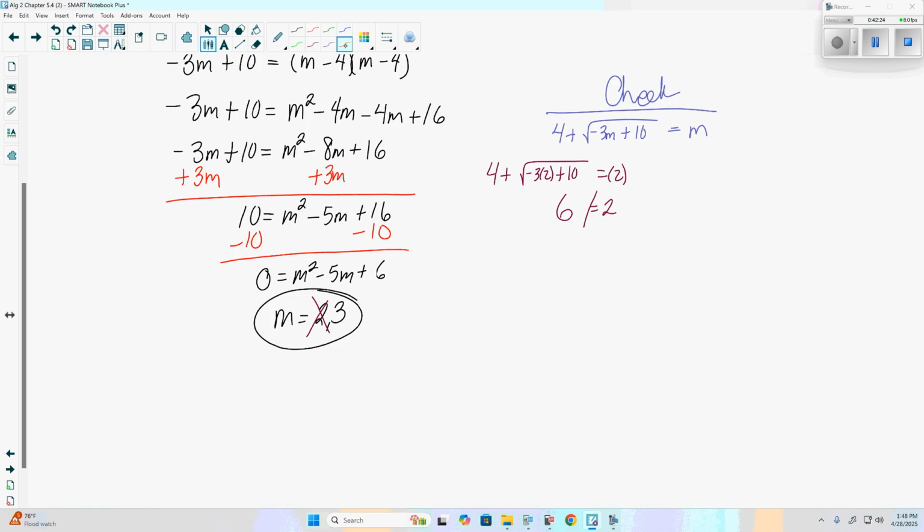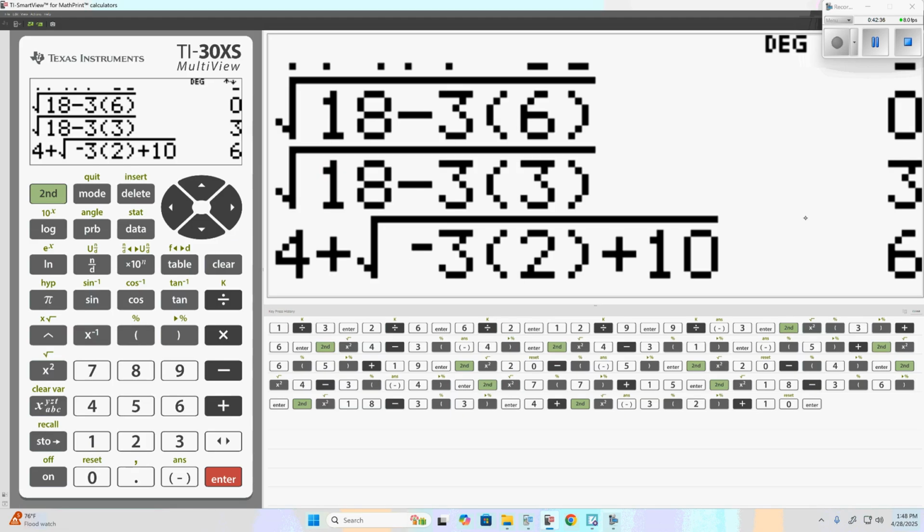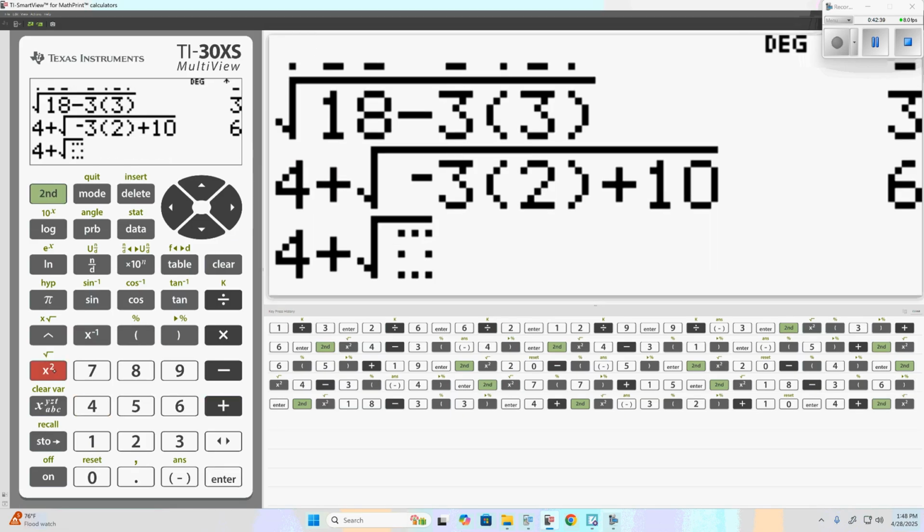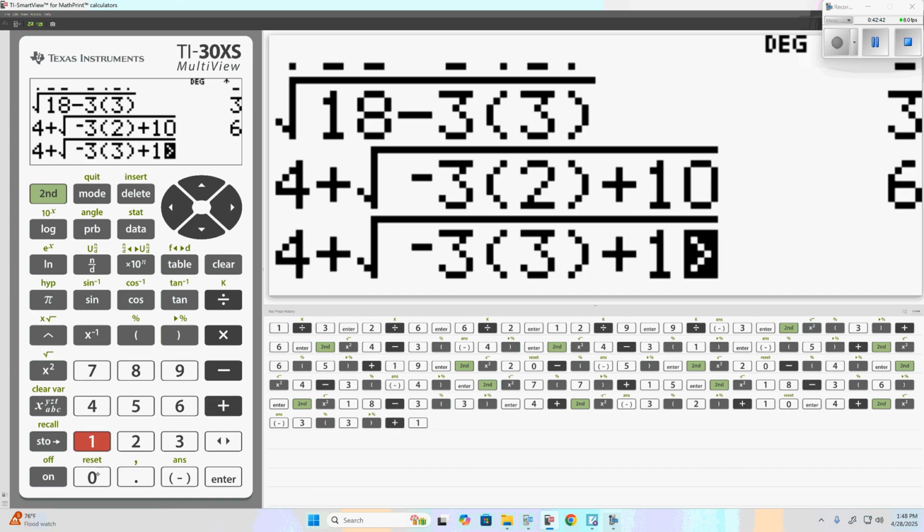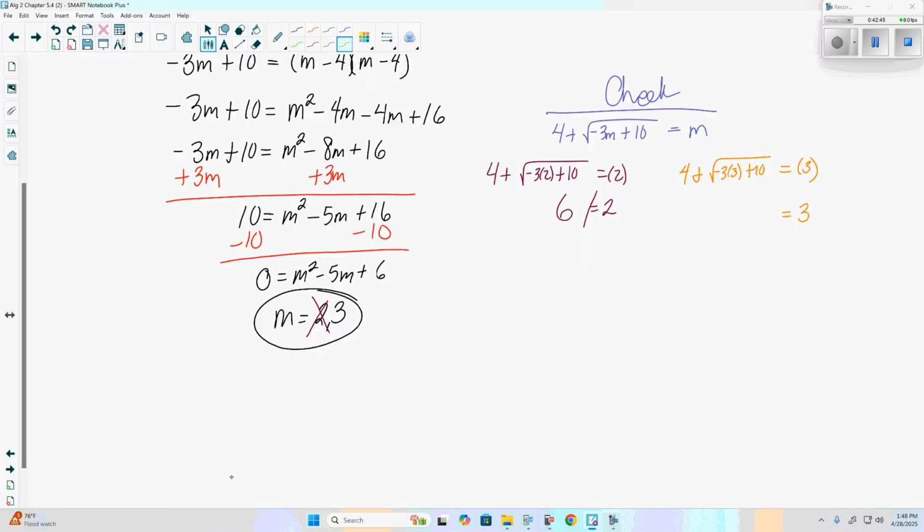Well, let's try 3. 4 plus the square root of negative 3 times 3 plus 10 should equal 3. 4 plus the square root of negative 3 times 3 plus 10 is 5. Even though we had two solutions, neither one of them worked.